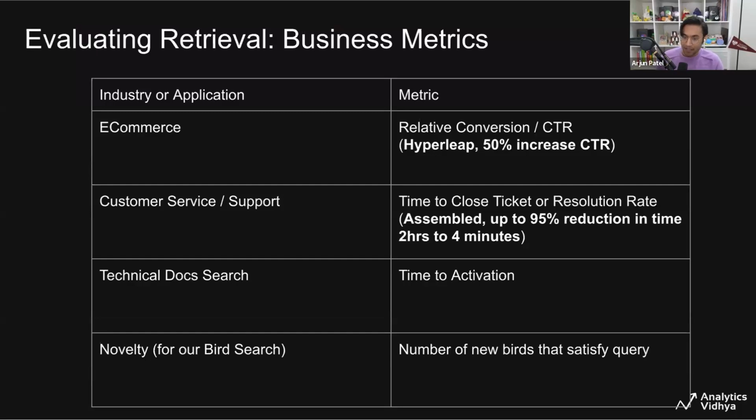So you can have a metric like time to close ticket or resolution rate. We have a customer called Assembled, which builds tooling to help customer service agents find answers faster. They achieved up to a 95% reduction in time to close ticket, from 2 hours to 4 minutes, just by implementing really, really good search.